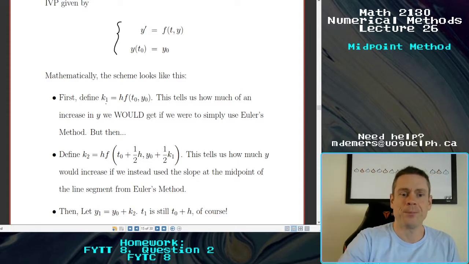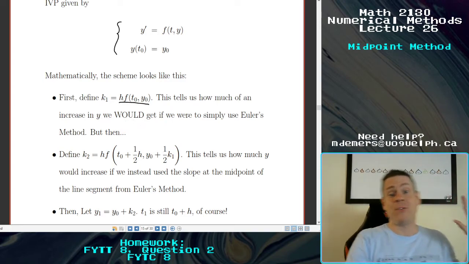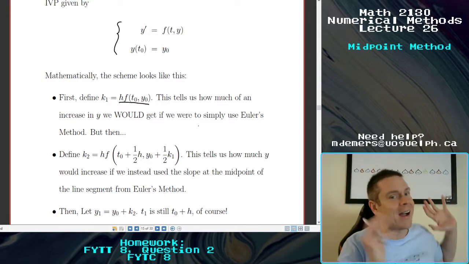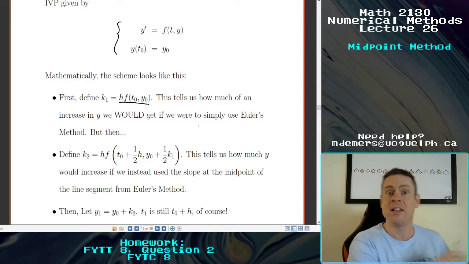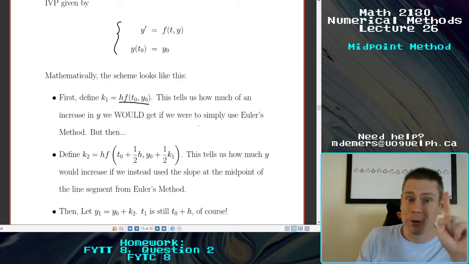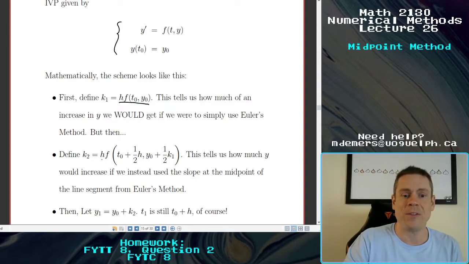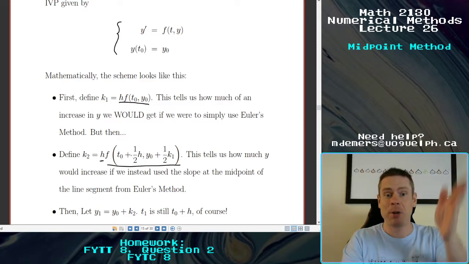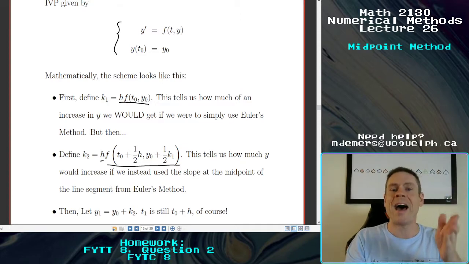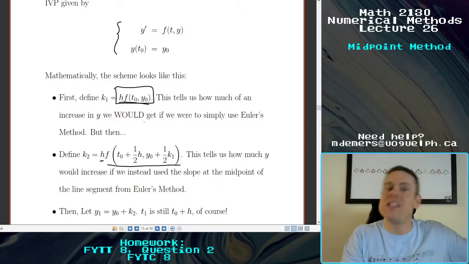The first thing we're going to do is define k1 equal to h times f of t0, y0. So this tells us how much of an increase in y we would get if we were to simply use Euler's method, because that's the first thing we do. We're sending that guide forward on the usual tangent line that we would step along for Euler's method, but we're not actually using that to get to our estimate. What we do is define a second k, as h times f of t0 plus a half h, so half a step forward in time, y0 plus a half k1. So that's going to be halfway up the line that we'd usually walk at.